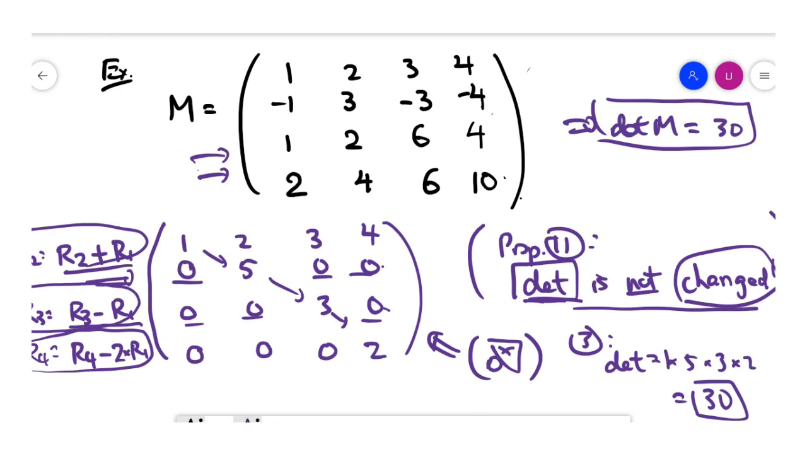Unfortunately, if you try to use the cofactor expansion formula, it's going to be a long process. So that's the end of this video.